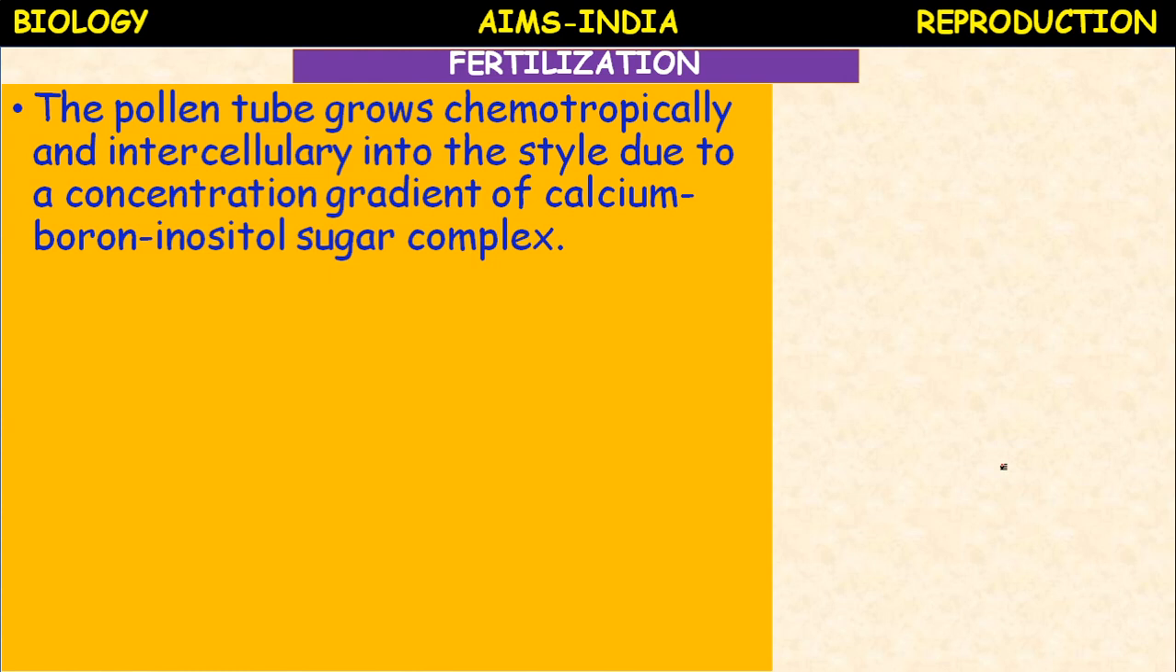The pollen tube grows chemotropically and intracellularly into the style due to the concentration gradient of calcium boron inositol sugar complex. So this is the chemical which is produced by this pollen tube, calcium boron inositol sugar complex.